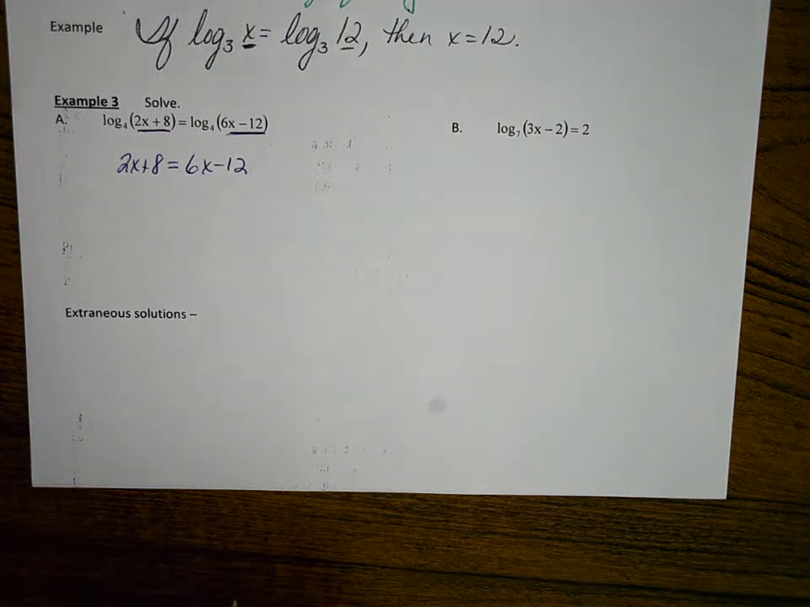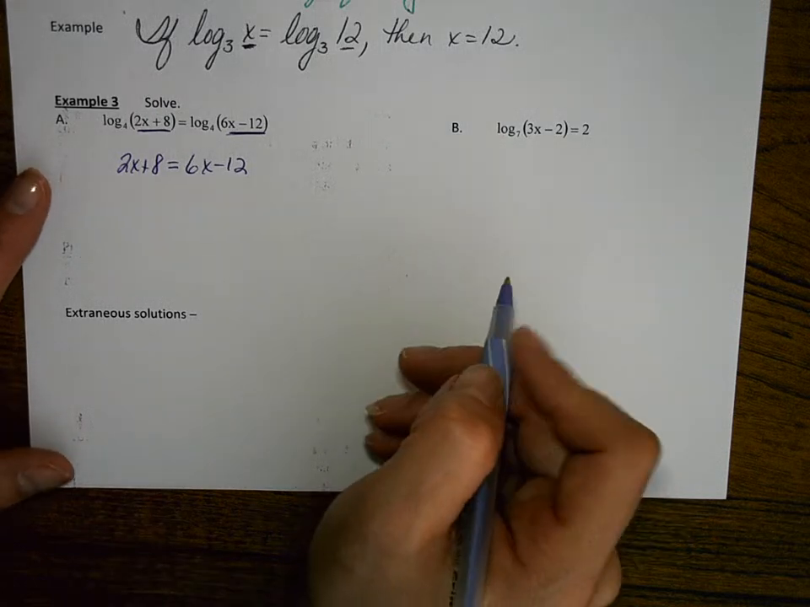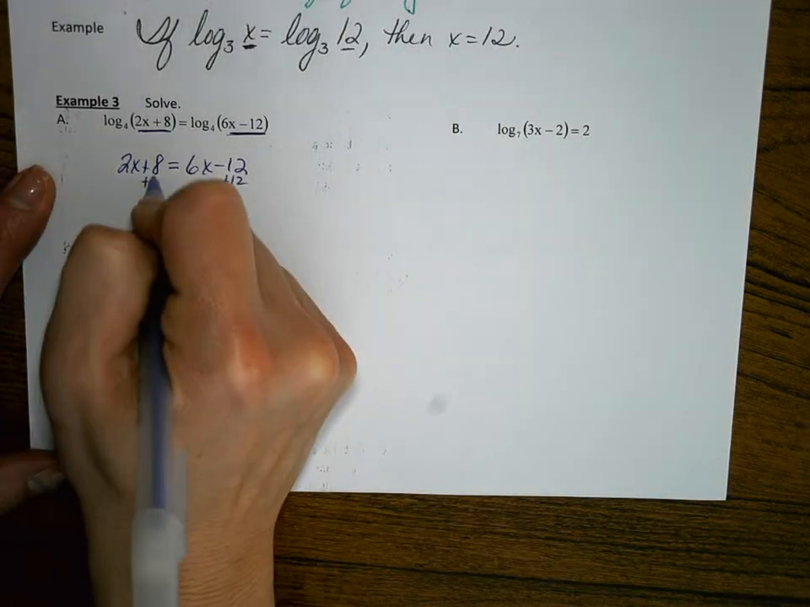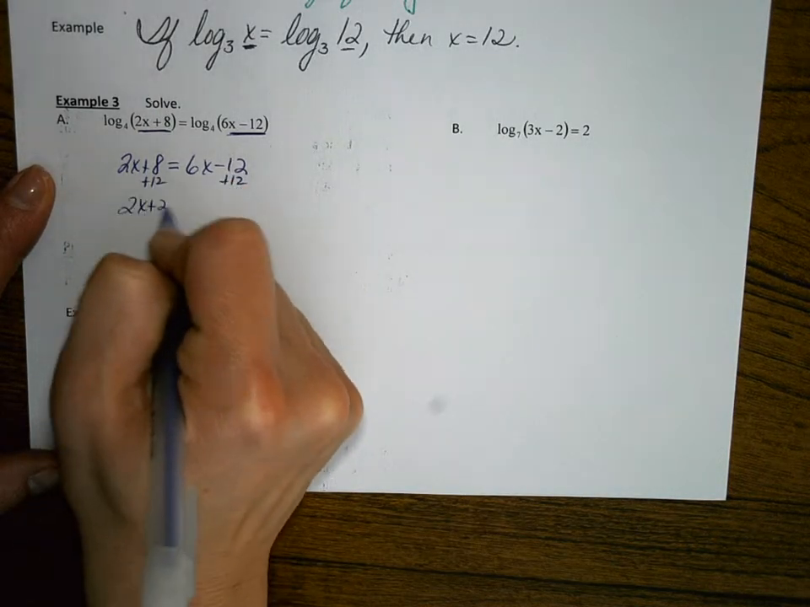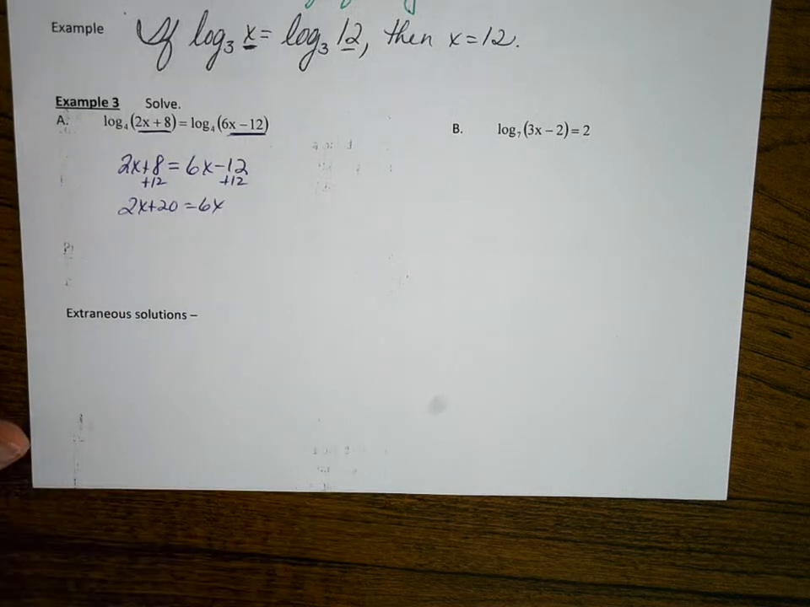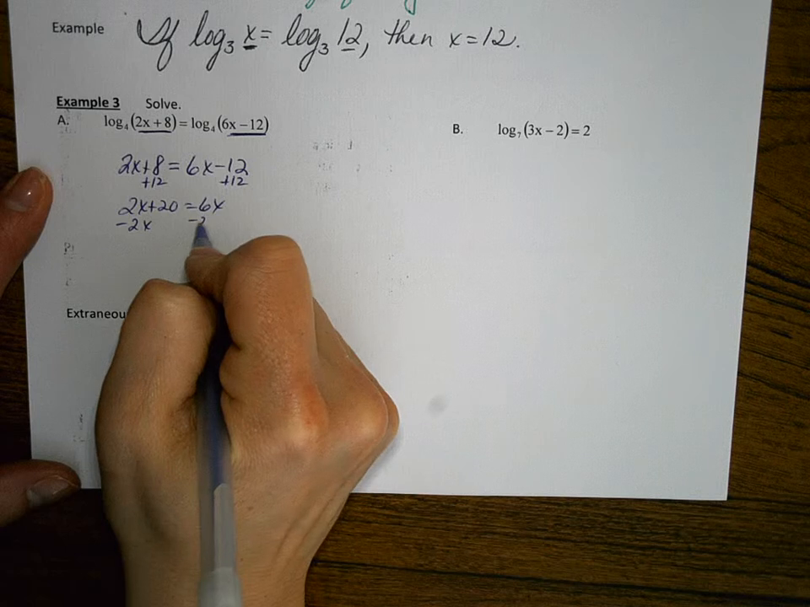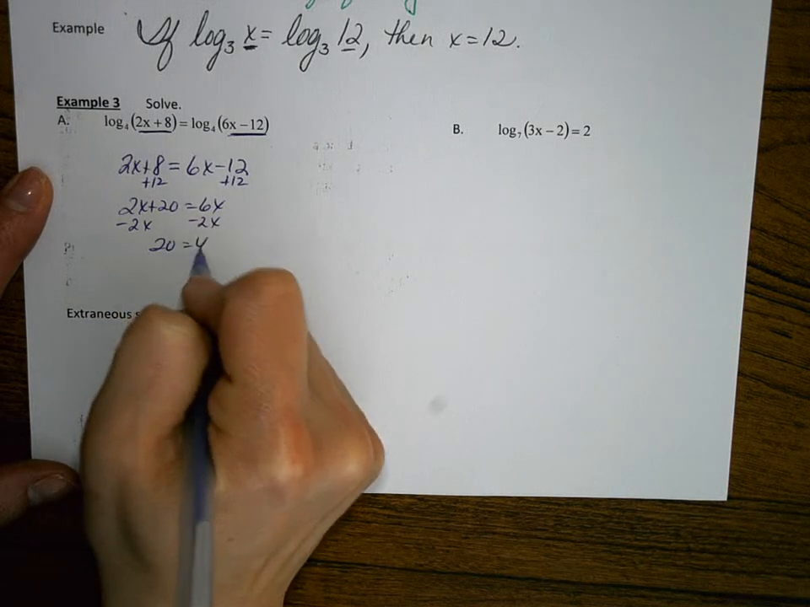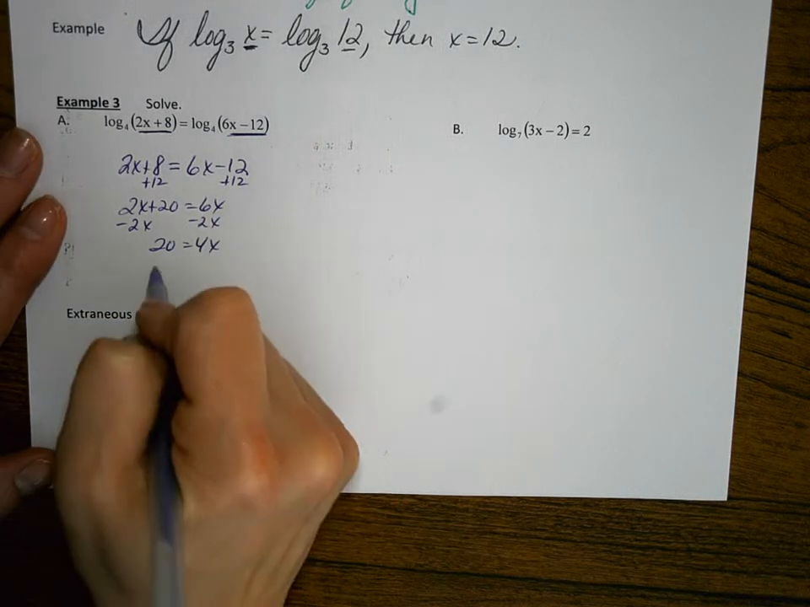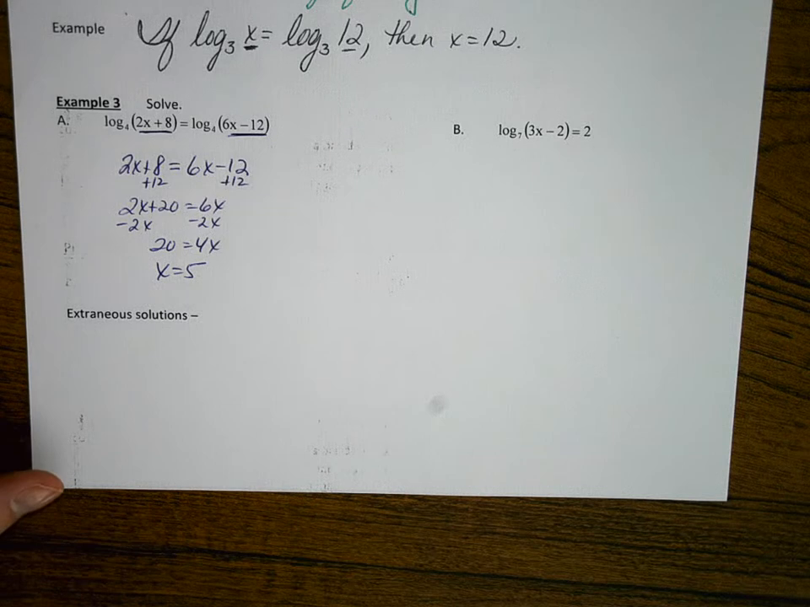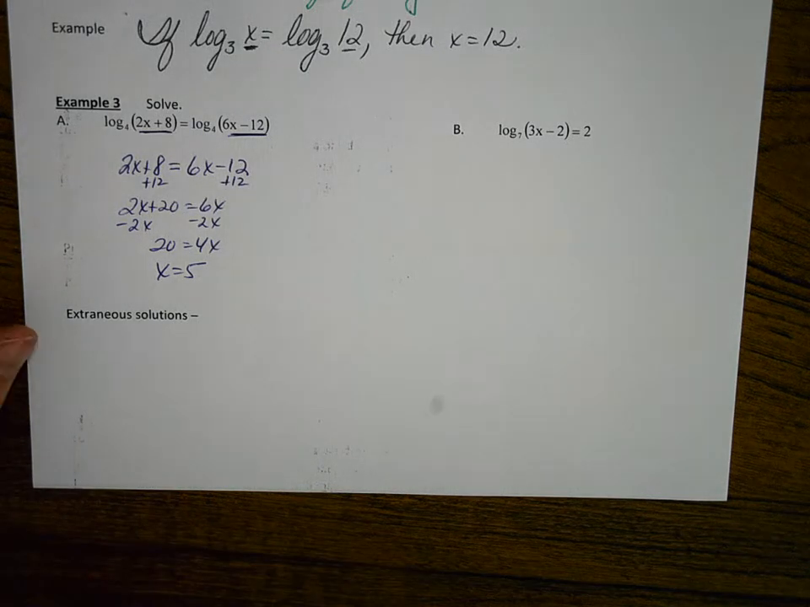All right, what do I do first? Add 12. So 2x plus 20 is equal to 6x. Then what? Subtract 2x. So 20 is equal to 4x. And x is what, folks? X is 5.